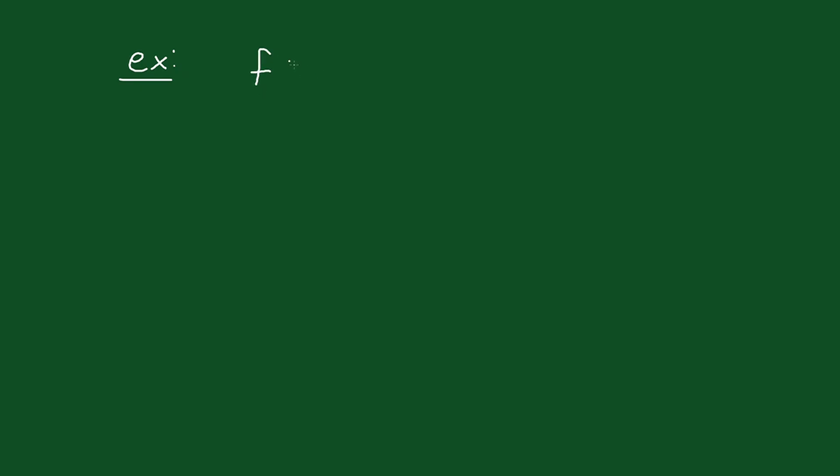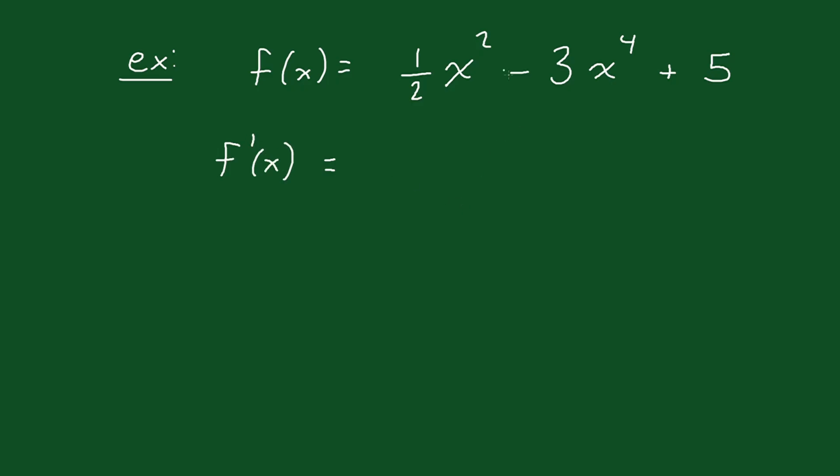Let's say we have the function f of x is equal to 1/2 x squared minus 3x to the 4 plus 5. And now we're going to find the derivative f prime of x. Well, let's take that 2. We'll move it to the front. What happens when you do 2 times a half? Well, 2 times a half is just 1. So you don't have to write the coefficient. You can simply leave this as x. And when that exponent reduces by 1, it becomes 1. Of course, you don't have to write that either. So the first value turns into just x.